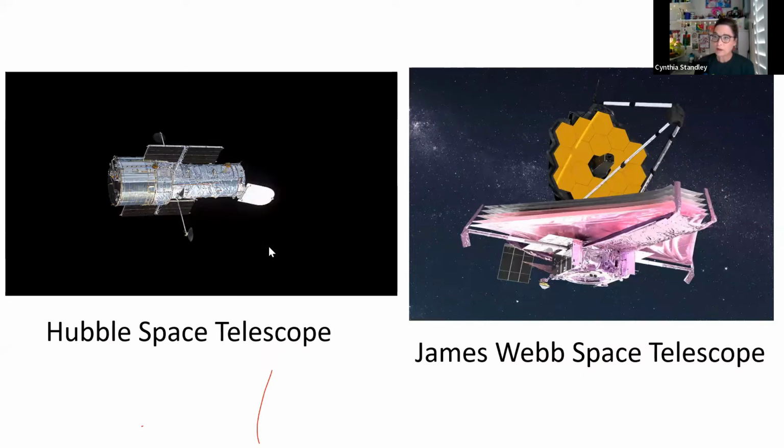So the Hubble Space Telescope is about 30 years old now. You see it here on the left, and on the right is the James Webb Space Telescope. The detail and the resolution that this new telescope is able to capture is so much beyond what Hubble was able to do. So a lot sharper, and it can go really deep into the galaxy.